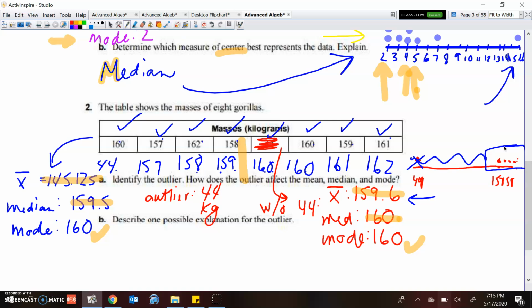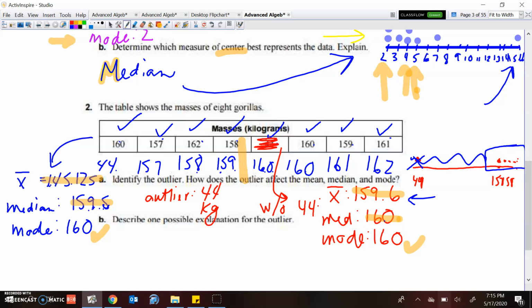So with the outlier in there, it pulled down my average. The median only went down a little bit from what it would have been without the outlier. It's only 159.5. It's only a little bit smaller. Or you could say with the outlier gone, it's only up a little bit, however you think of it, and the mode stayed the same.